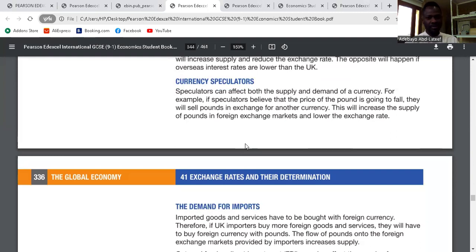Currency speculators. Speculators can affect both the supply and demand for the currency. For example, if speculators believe that the price of the pound is going to fall, they will sell pounds in exchange for another currency. This will increase the supply of pounds in the foreign exchange market and lower the exchange rate. So if there's speculation that the value of the pound will drop, it means more pounds will be sold in the foreign exchange market because people do not want to lose. As a result, they sell more pounds, so pounds flow into the market. That reduces the value of the pound. Is it clear?